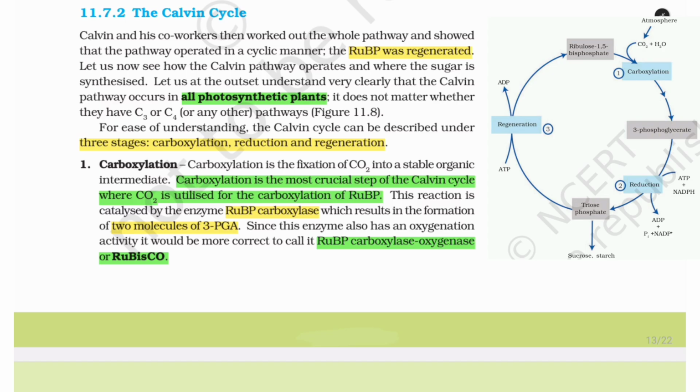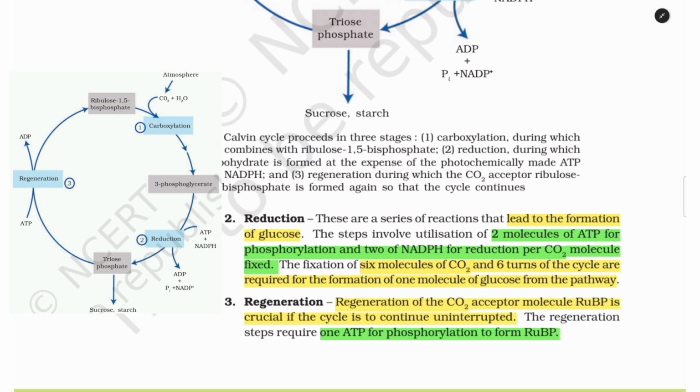Number 1, carboxylation. Carboxylation is the fixation of CO2 into a stable organic intermediate. Carboxylation is the most crucial step of the Calvin cycle, where CO2 is used for the carboxylation of RUBP. This reaction is catalyzed by the enzyme RUBP carboxylase, which results in the formation of 2 molecules of 3-PGA. Since this enzyme also has an oxygenation activity, it would be more correct to call it RUBP carboxylase oxygenase, or Rubisco.